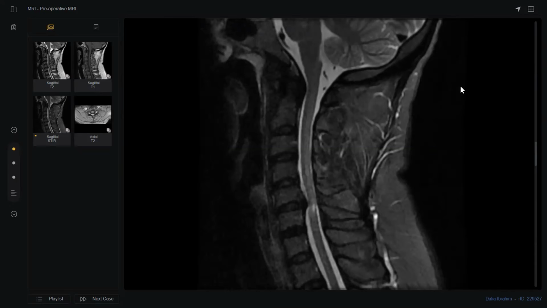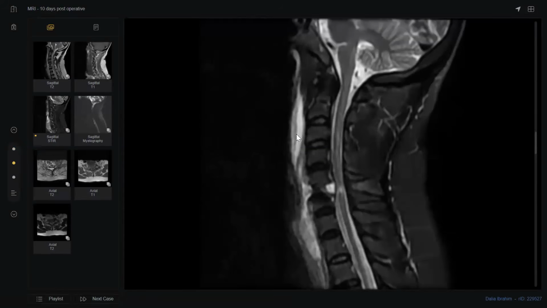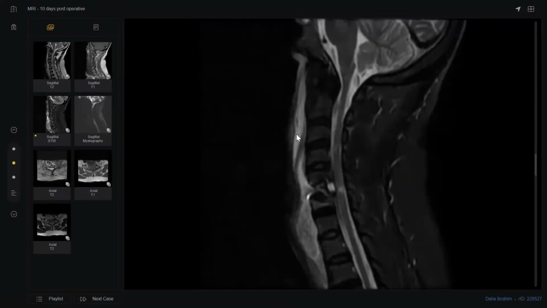And also, I can see diffuse disc bulge indenting the anterior thecal sac at the level of C5, C6 intervertebral disc level, which is causing compression of the cord at this level, and resultant compressive myelopathy changes are seen. The patient underwent a cervical operation.